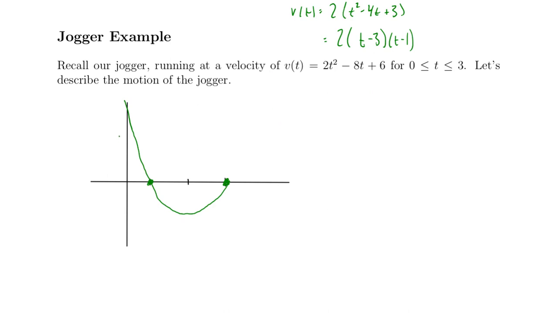All right, so let's describe the motion. Remember, this green function here is the velocity. So it's not that we're starting really far forward and moving backwards and then moving forwards again. What you'll notice is that on this interval from 0 to 1, we have a positive velocity.